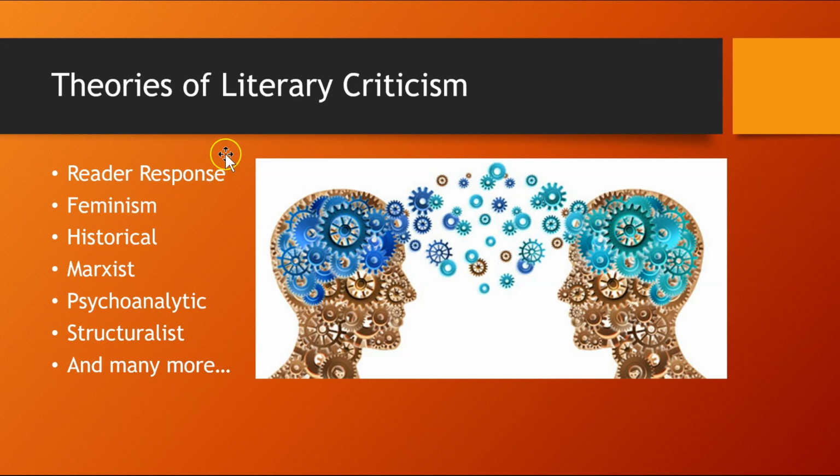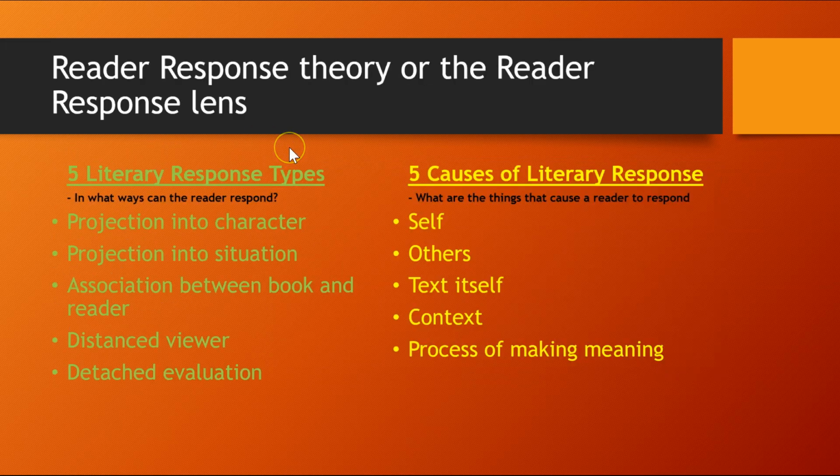But the main one you need to know, besides literary criticism, which is just analysis of literature, and the theories or the schools are the lenses that we use to view literature, is reader response. That's the main one. So you're going to have to know the 5 and 5, right? The 5 literary response types, not only know them, but know what they mean. And then you got to know the 5 causes of literary response.